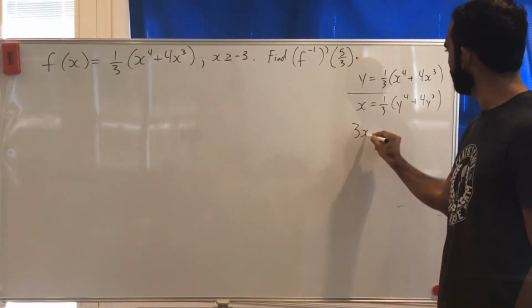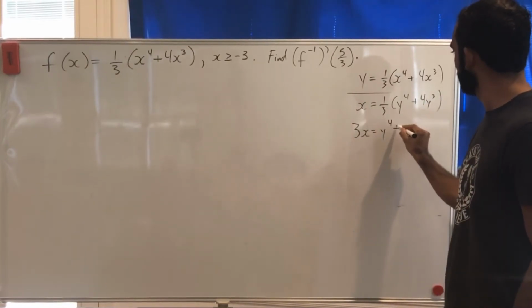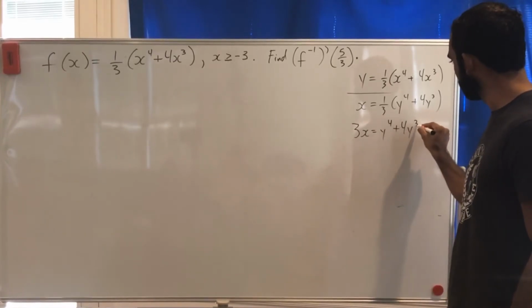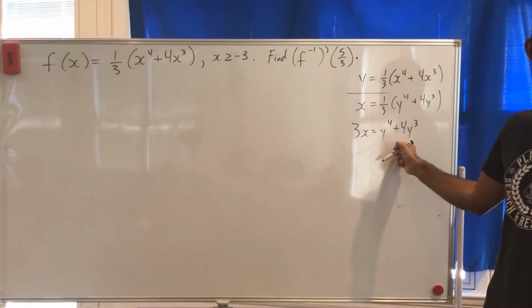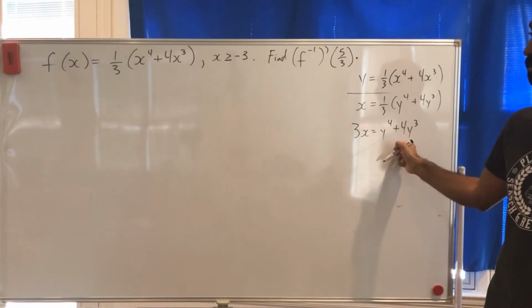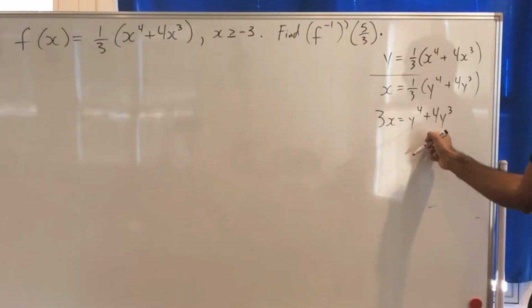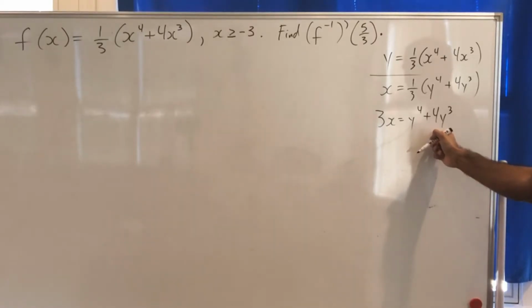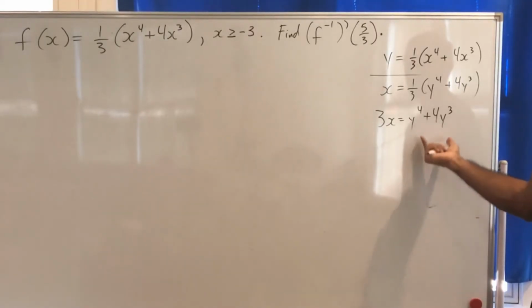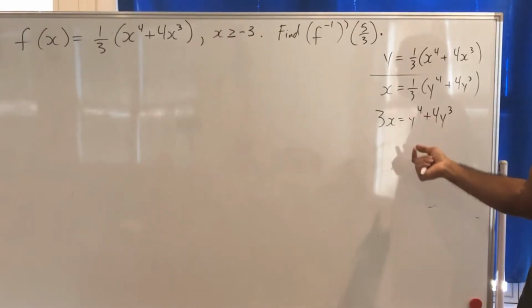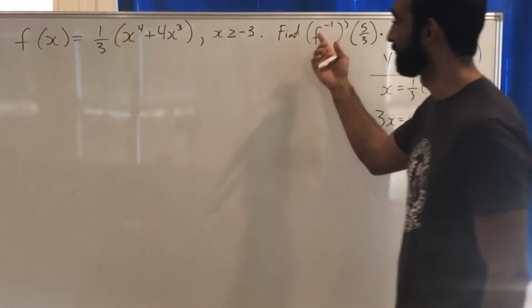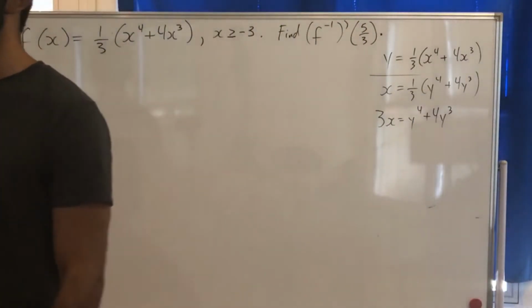So 3x equals y to the 4th plus 4y cubed. Any thoughts on how I can solve for y here explicitly, just like we did with the previous problem? I can't really think of any ways. Yeah, there's no standard way to solve this explicitly for y. So our standard way, or the usual way you might think of solving for f inverse directly, is not going to work in this case.